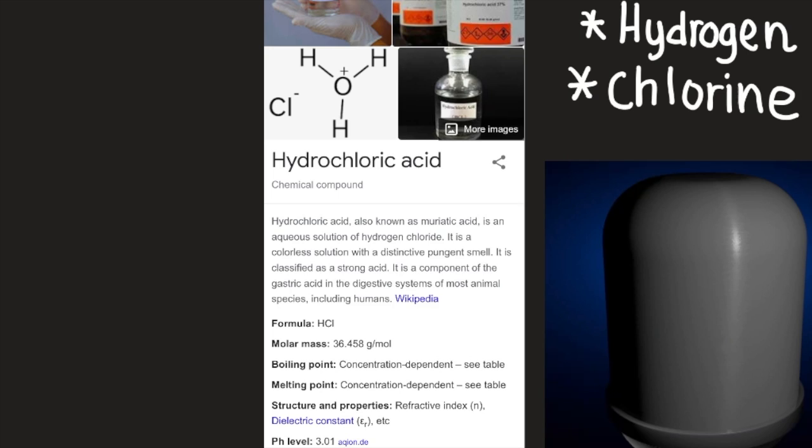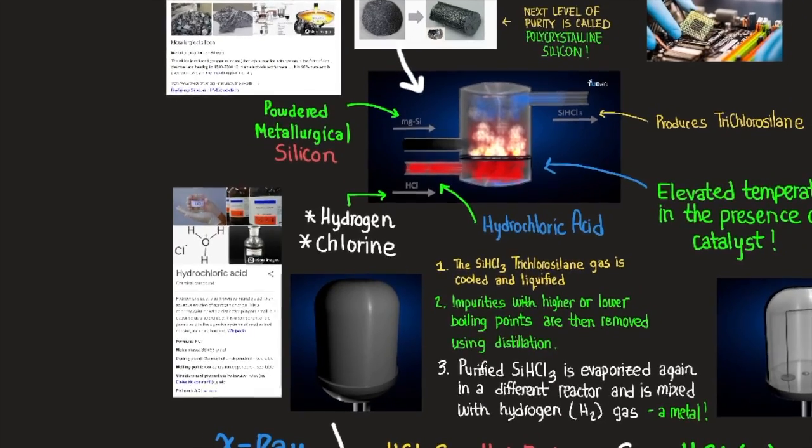Its formula is HCl. Its molar mass is 36.458 grams per mole. Its boiling point is concentration dependent. Its melting point is also concentration dependent. Its pH level is 3.01, according to aqion.de. So let's continue. Step 1.